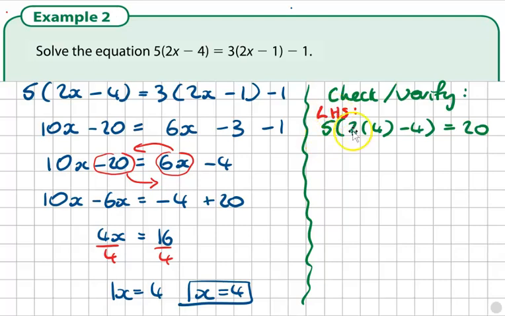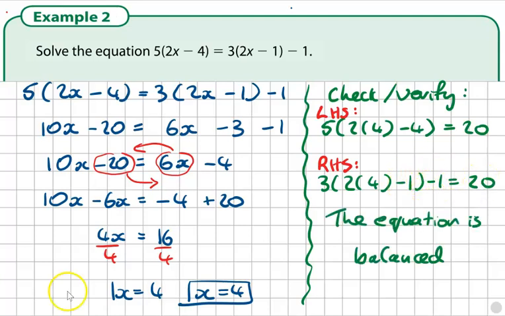And then 5 multiplied by 2 multiplied by 4 minus 4 is 20. You can just stick it straight into the calculator. Then I'm going to do the right-hand side. So replacing that x with brackets and putting 4 into the brackets. And 3 times 2 times 4 minus 1 is equal to 20. So since we get 20 on both sides, the equation is balanced, so we know that we're right.